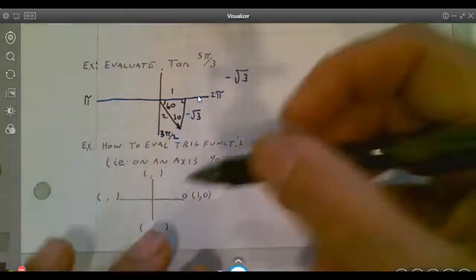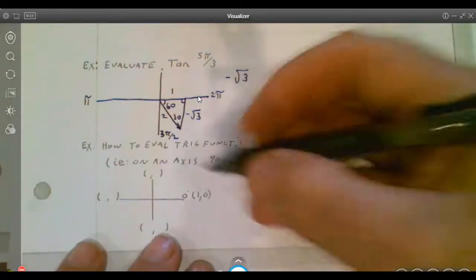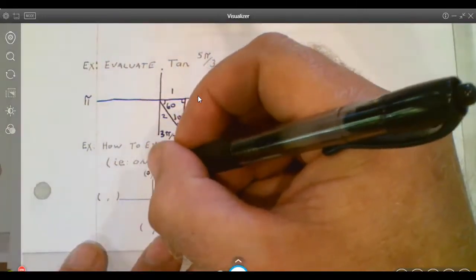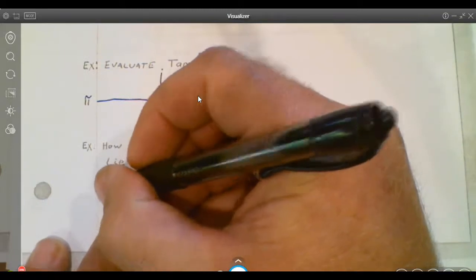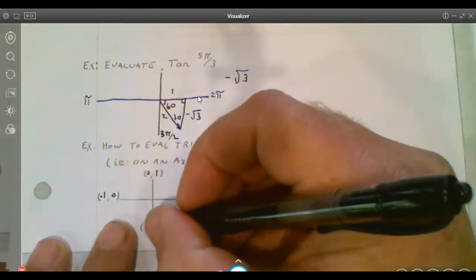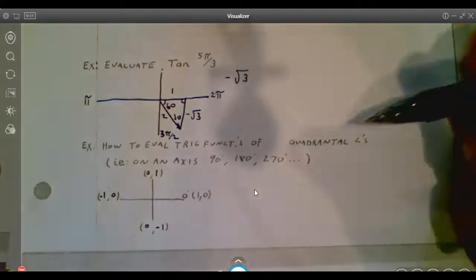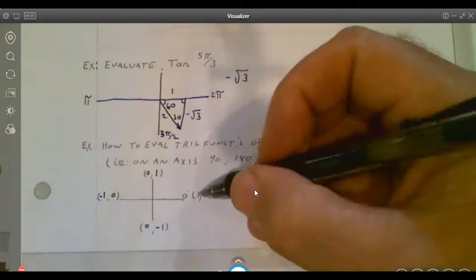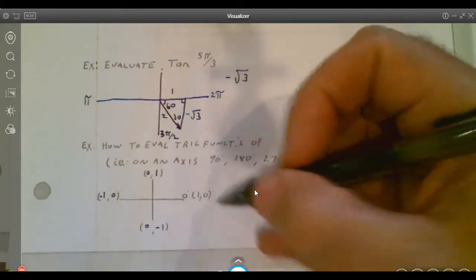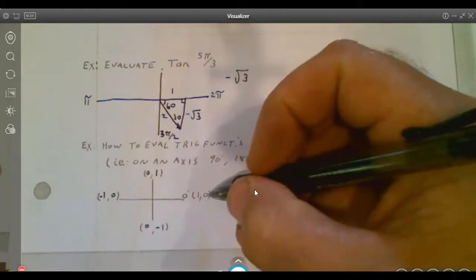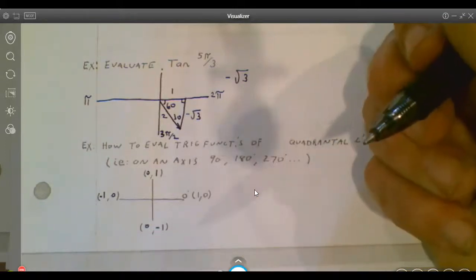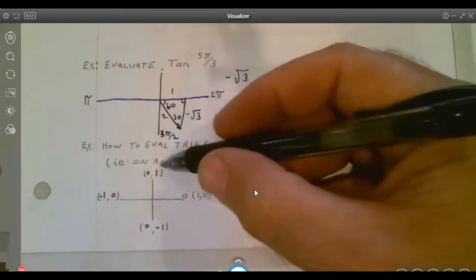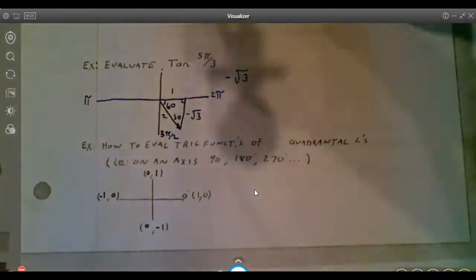So how do we evaluate when we're sitting on that value? So at 1, 0, or 0, 1, or negative 1, 0, or 0, negative 1. So remember, as we talked about these a little bit before, we can always associate the x-coordinate with our cosine, the y-coordinate with our sine, and y over x as the tangent, right? And so that's why it really helps to be familiar with those things and those connections to our main trig functions when we see those guys.